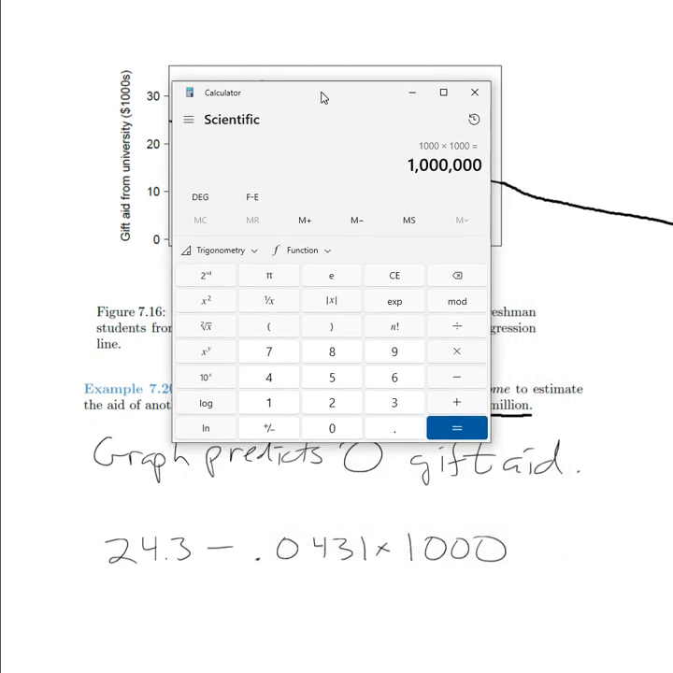So let's use our calculator to determine the actual gift aid received according to the equation. Well, we can maybe do this in a row. 2.43 minus 0.0431 times 1,000. When we hit enter, we see that they actually get negative aid. That means if you make $1 million or more, you have to actually pay the university even more money on top of the tuition. Of course, that's not right.